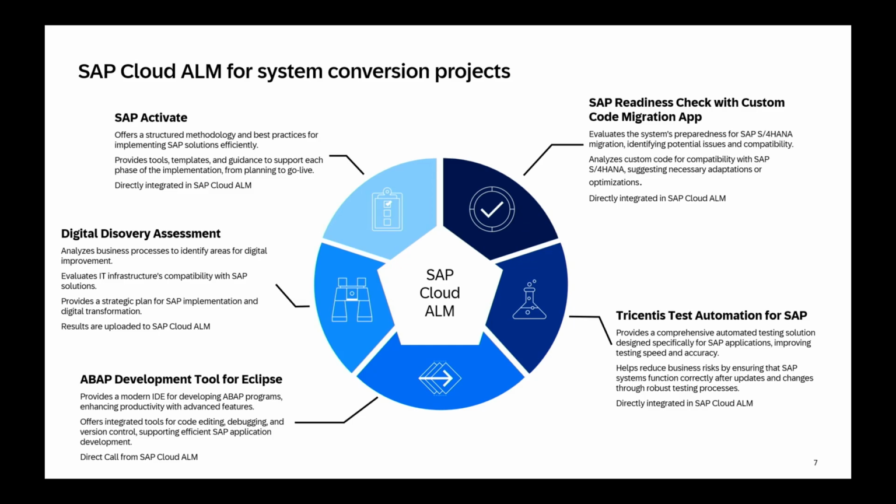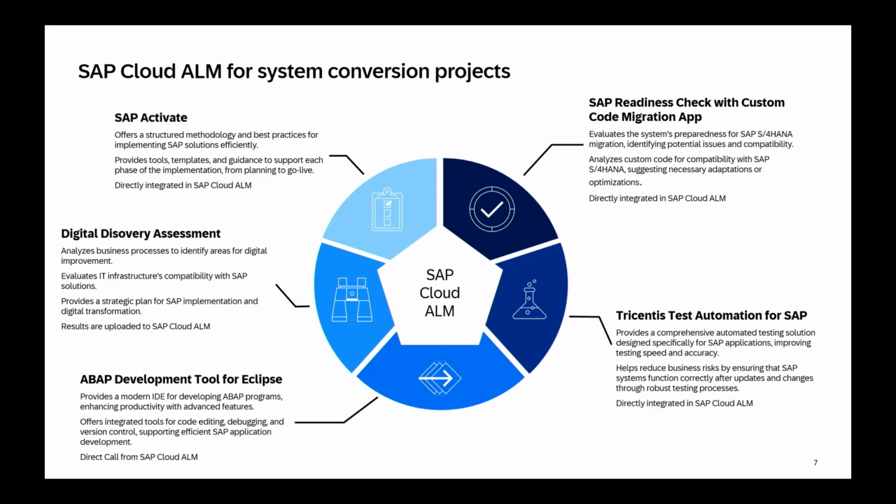Then SAP Activate on the upper left side. This is, of course, from the beginning one central part of SAP Cloud ALM. All Activate roadmaps are directly available inside Cloud ALM. If there is an update to the Activate roadmap, this will be directly reflected in Cloud ALM and provides you with all tools, templates, etc. that are part of it and can be directly consumed.